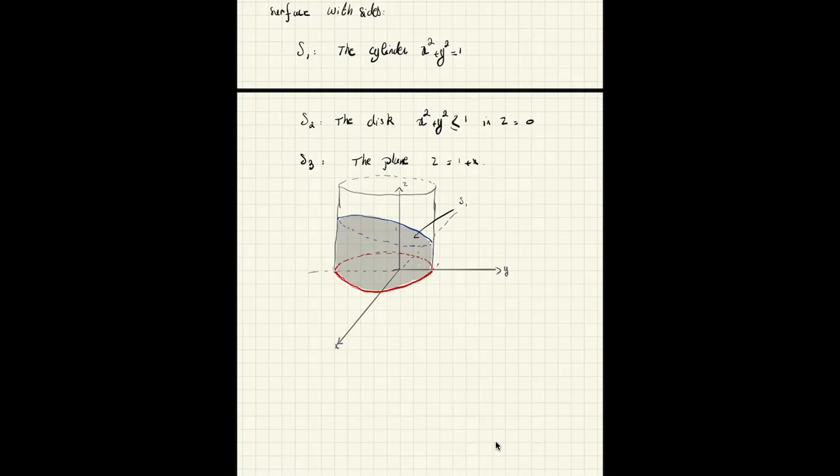Why is it that I make a lot of typos in my notes? This one, now S2, and S3 is, what is S3? Yeah, S3.